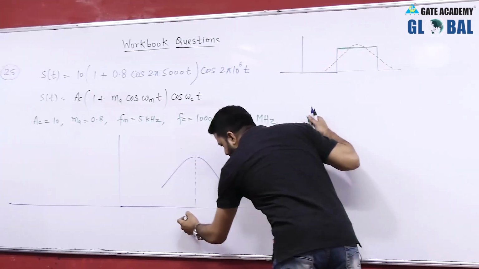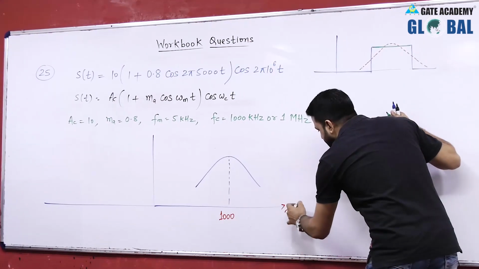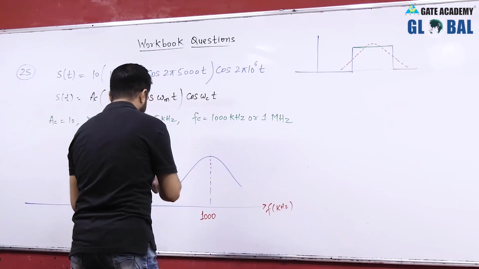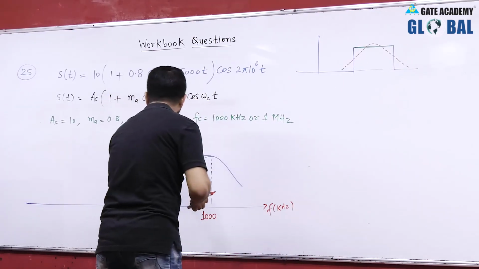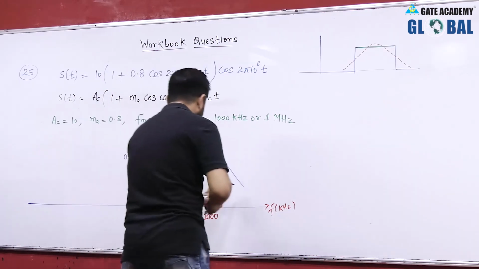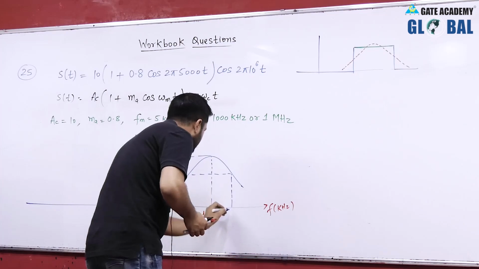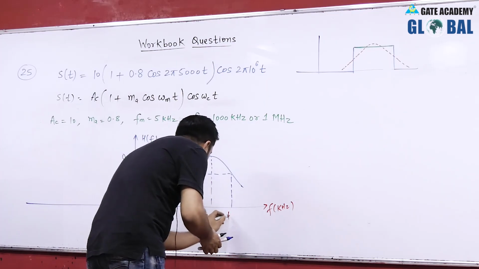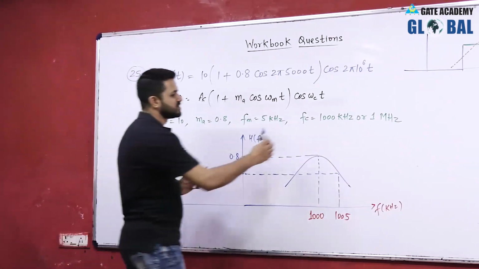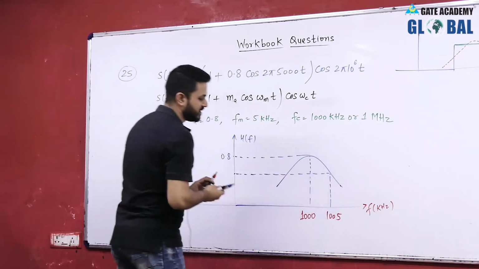So at fc, that means at 1 megahertz or 1000 kilohertz, this axis is in kilohertz, the gain is 0.8. This is the response of the filter I am drawing, and 0.5 at 1005, because 1 megahertz plus 5 kilohertz means 1000 plus 5, 1005, and the axis is in kilohertz. This is 0.5.